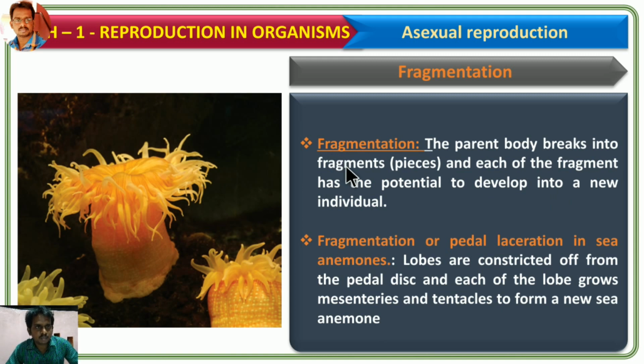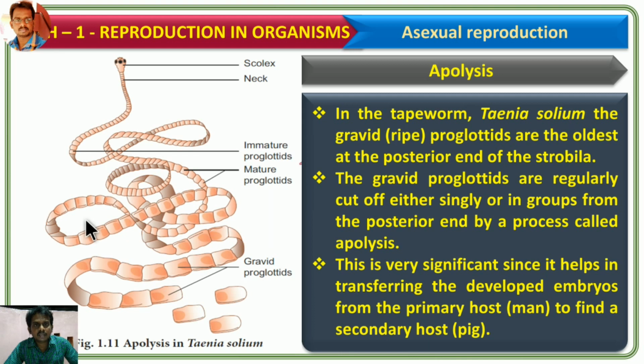The parent body breaks into smaller fragments or more fragments. Every fragment will grow into a new organism. The type of fragmentation seen in sea anemone is called pedal laceration. Another type of fragmentation is called apolysis. This apolysis process is seen in Taenia solium.